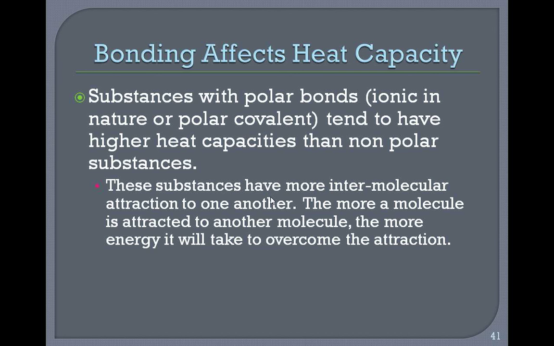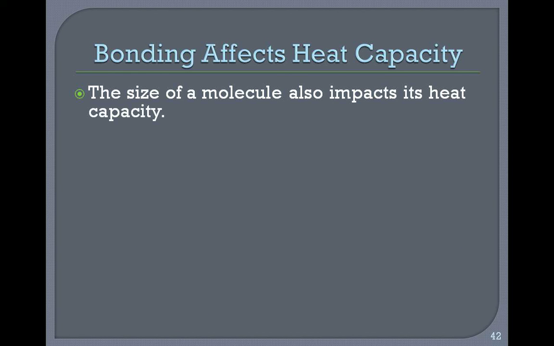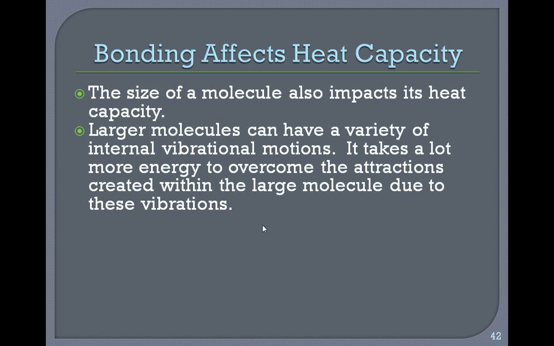Bonding affecting heat capacity. Substances with polar bonds, ionic in nature or polar covalent, tend to have higher heat capacities than nonpolar substances. These substances have more intermolecular attraction to one another. That means one molecule is more attracted to another. And the more attraction you get between molecules, the more energy it will take to overcome the attraction. For example, in water, the H's are attracted to the O's and vice versa. It's called hydrogen bonding. It's actually a pretty strong type of bond. It's not a true bond. And it takes a lot of energy to separate the attraction between the H's and the O's.